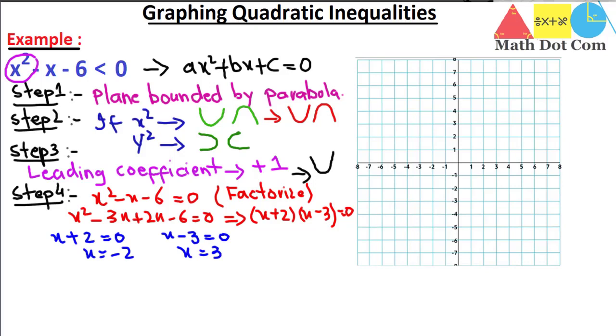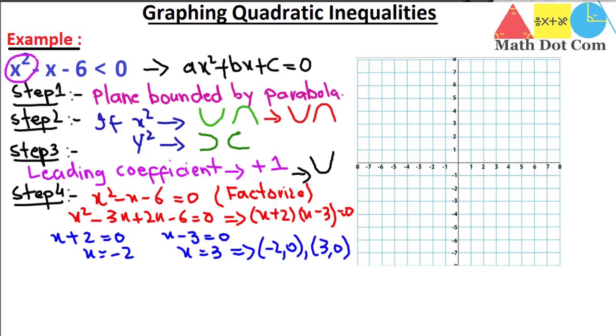So from these we can get the 2 points. One point is (−2, 0) because these are x-intercepts, so y will be 0, and the other is (3, 0). So these 2 points are very important because they will tell us where the parabola is going to intersect the x-axis. So I am going to plot these 2 points before plotting the whole parabola, so it will be easier for us to see how you can do that.